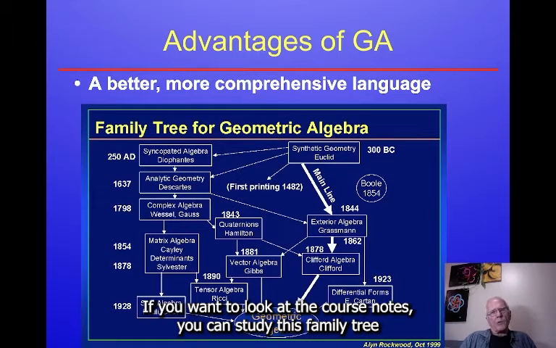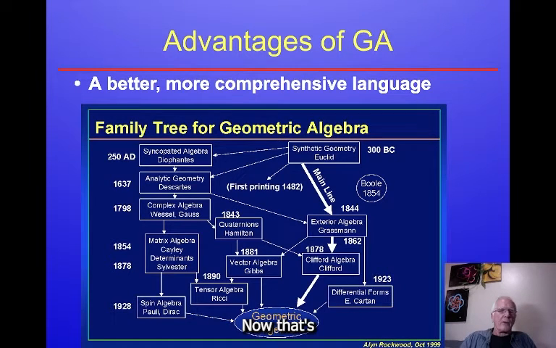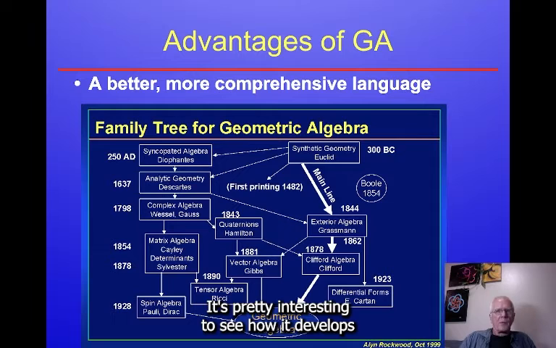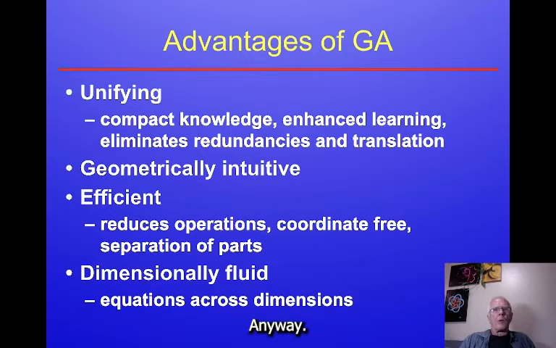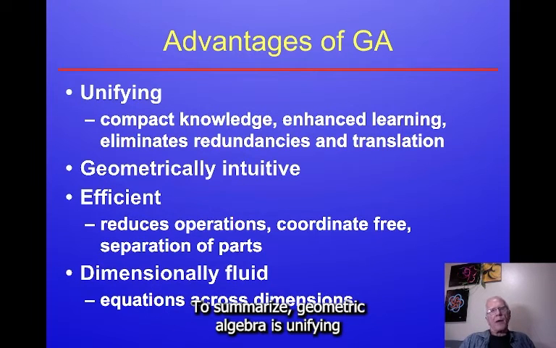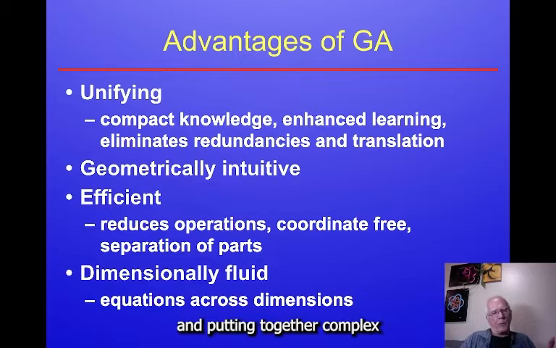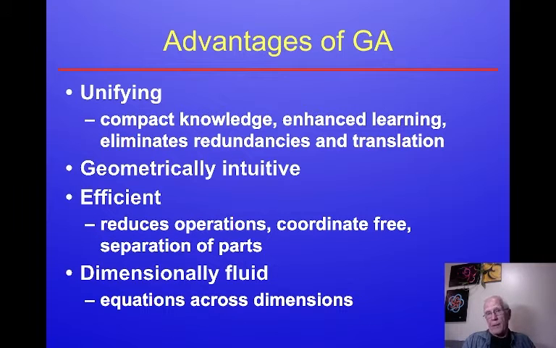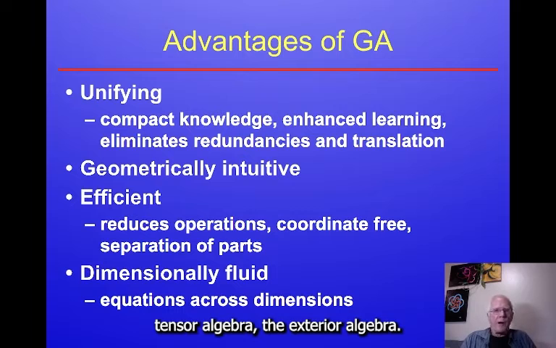If you want to look at the course notes, you can study this family tree for geometric algebra. I'm not going to take the time to do it now, but for the die-hard mathematicians in the group, it's pretty interesting to see how it developed from all of these influences. Anyway, to summarize, geometric algebra is unifying. This geometric product compacts all of our knowledge. I'm putting together complex numbers, quaternions, vector algebra, and many other algebras, Cartan's tensor algebra, the exterior algebra.